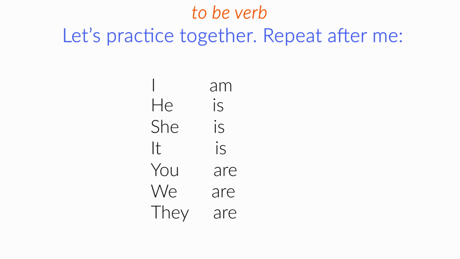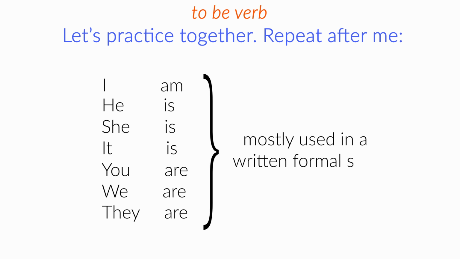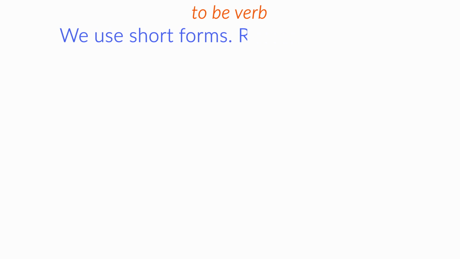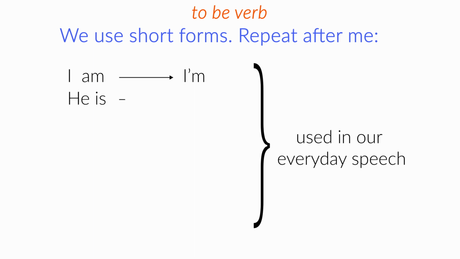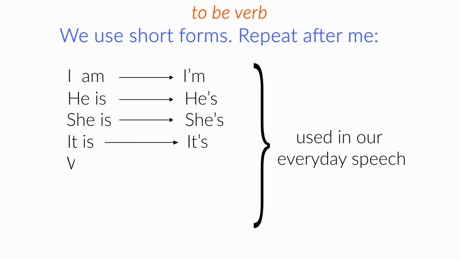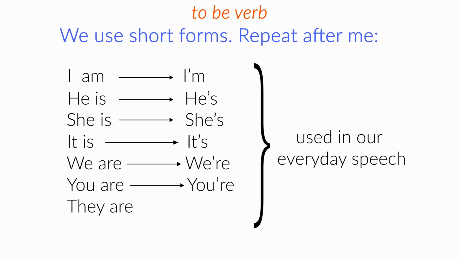These are full forms which are mostly used in a written formal style. In our everyday speech, we use short forms. Repeat after me. I am, I'm. He is, he's. She is, she's. It is, it's. We are, we're. You are, you're. They are, they're.